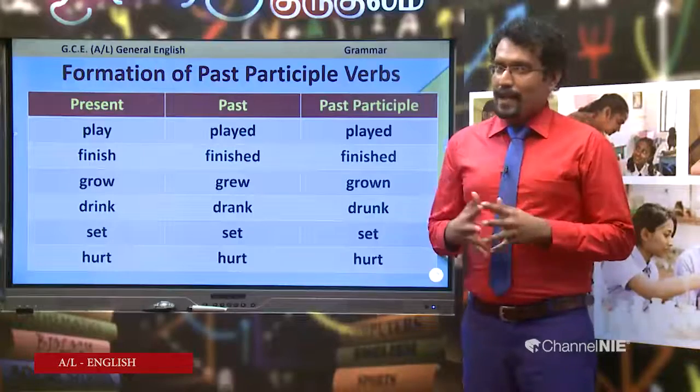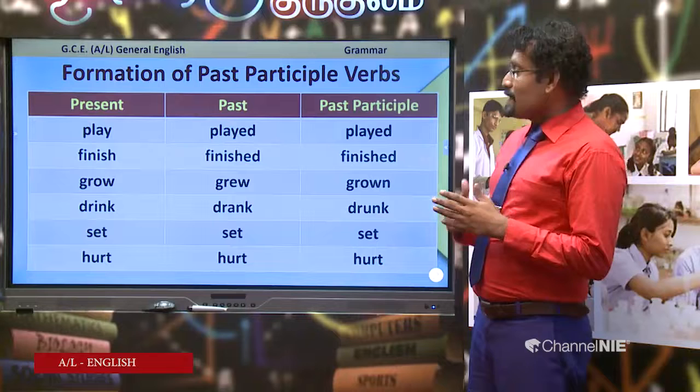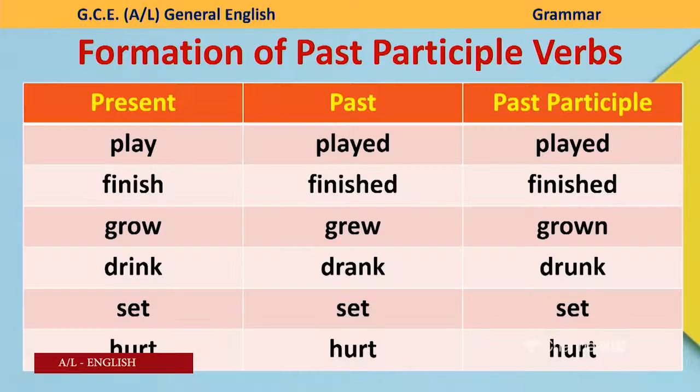Right. Now, let us look at how we can form past participle verbs. So, there are some examples for you: present, past and past participle. Play, played, played. Finish, finished, finished. Grow, grew, grown. Drink, drank, drunk. Set, set, set. Hurt, hurt, hurt.